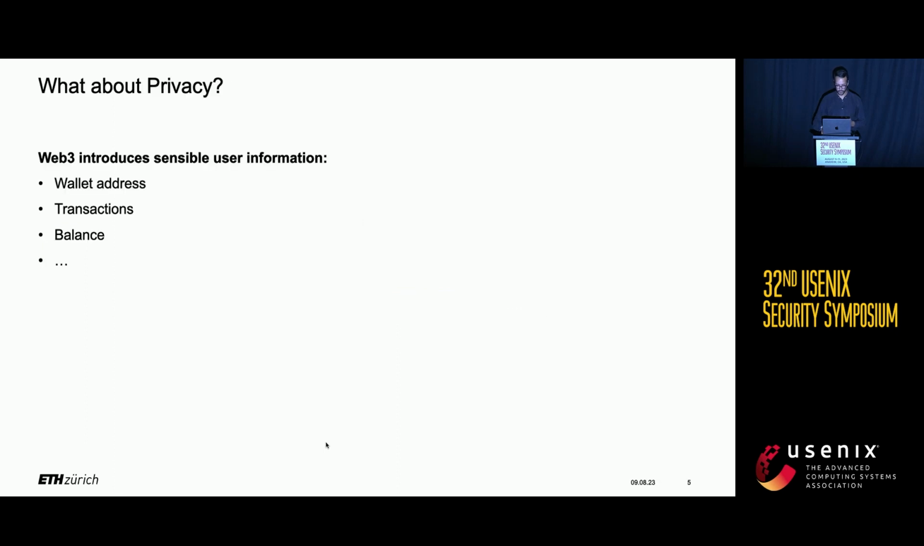Good. So now we understand a little bit how Web3 works. Now the question is, what about privacy? Because the problem is that in comparison to Web2, Web3 introduces quite a lot of sensitive information. So you have this wallet address that is unique, almost like a bank account number. You have transactions, so people can see on the blockchain publicly what you're doing, what you're purchasing, you can get the balance, so a lot of sensitive information.